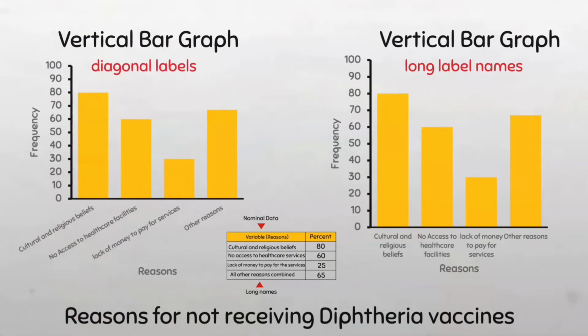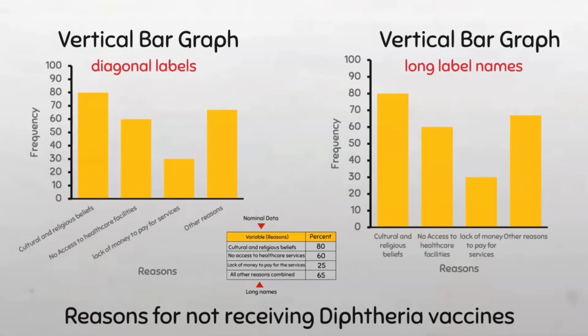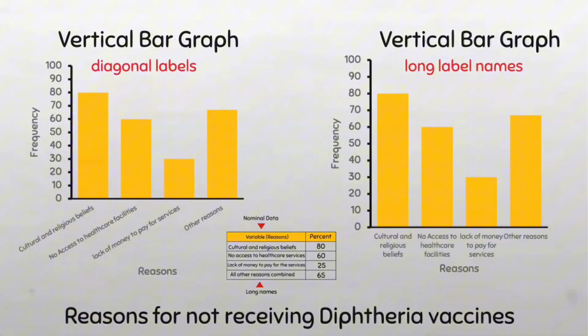This is a big no-no. Please never do any of these. Putting it like this is very difficult to read and is also not visually appealing. It defeats the purpose of a bar graph. If you have to put categorical labels diagonally in a vertical bar graph, or you have to put long label names like this, then a horizontal bar chart is a better choice for such situations. Period. This situation is a perfect example of when to use horizontal bar graphs.